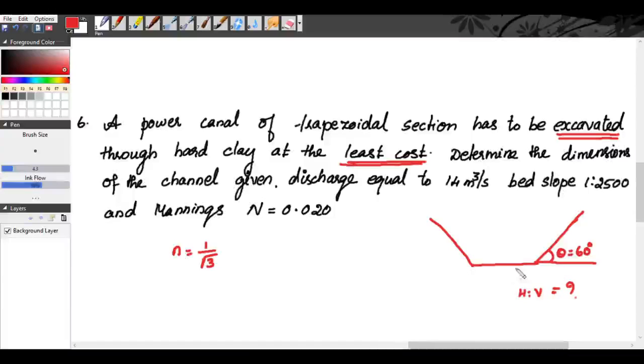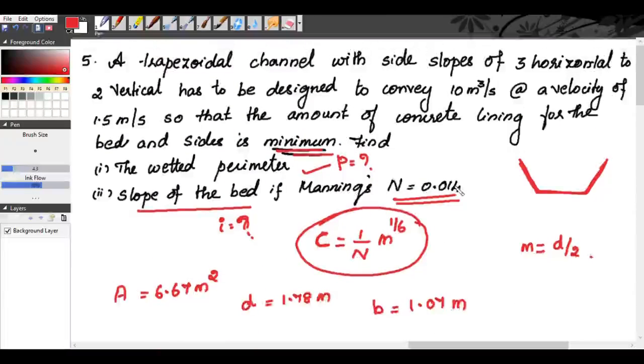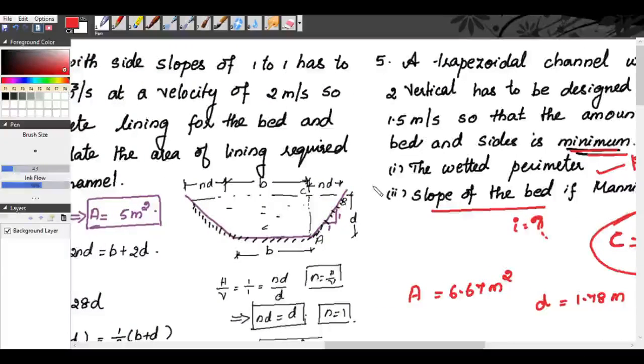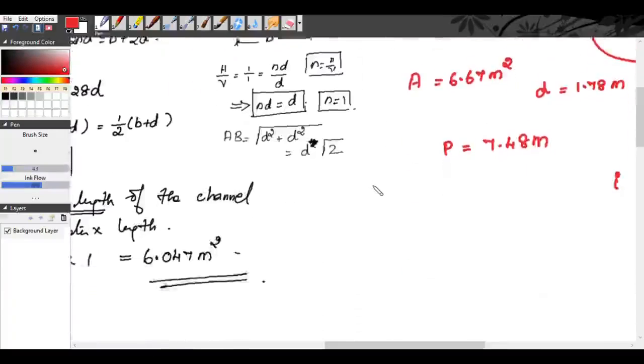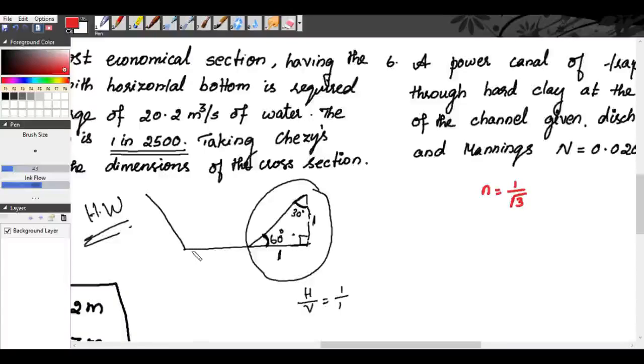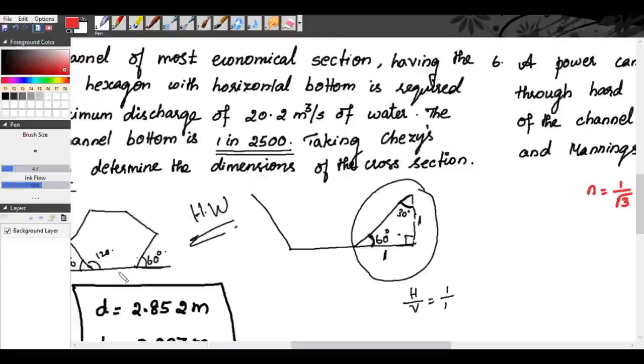Now the difference between this problem and previous problem. See, previous problem, is it this problem? No, fourth problem. See, fourth problem you can see, this is hexagon. This forms hexagon. That means these sides are equal. That is why it is 1:1.